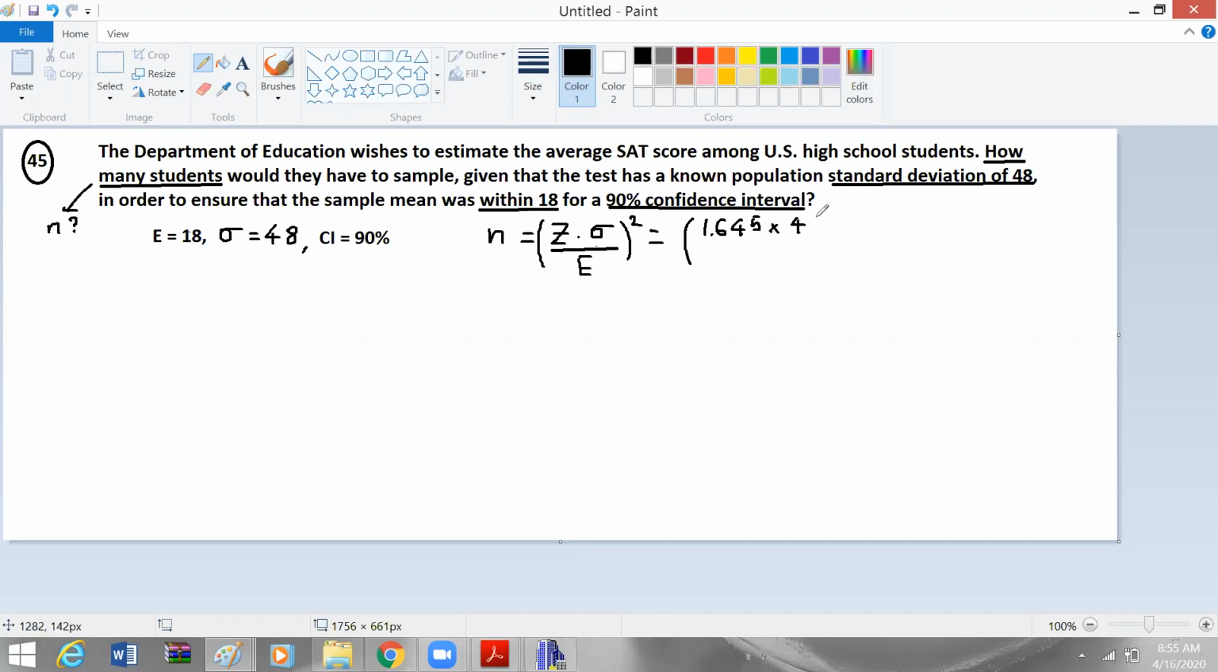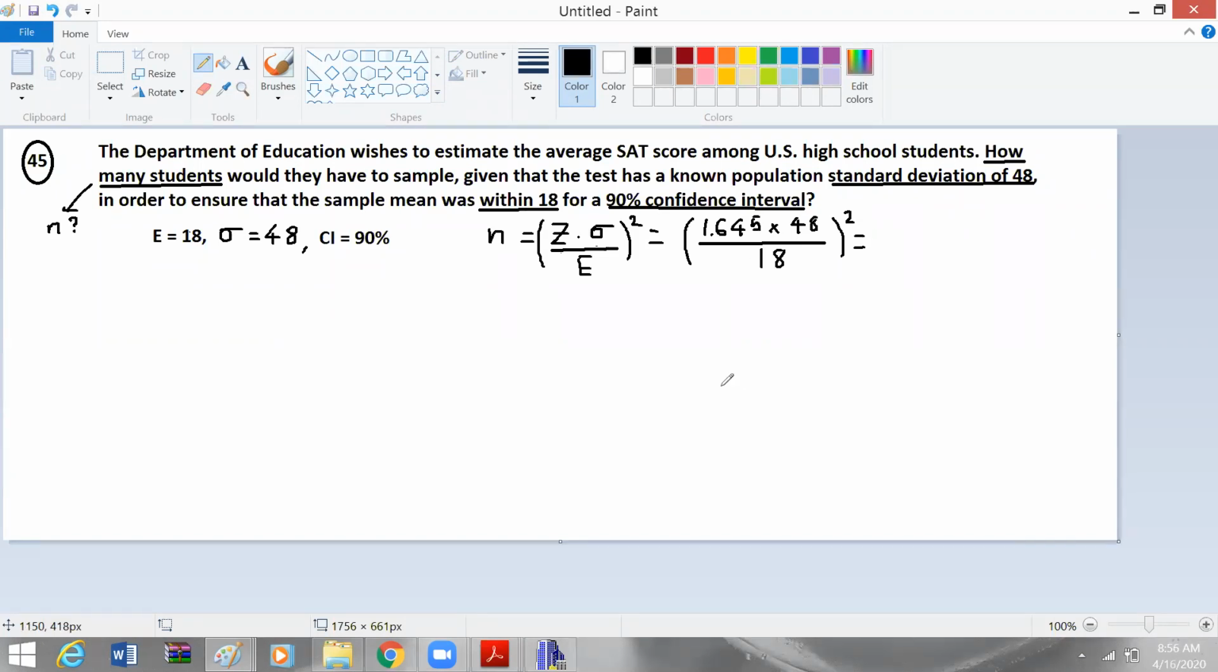And the E would be pretty much the smallest number that we have here. So the E is 18. So we divide it by 18. And then you square them. And that's pretty much it.